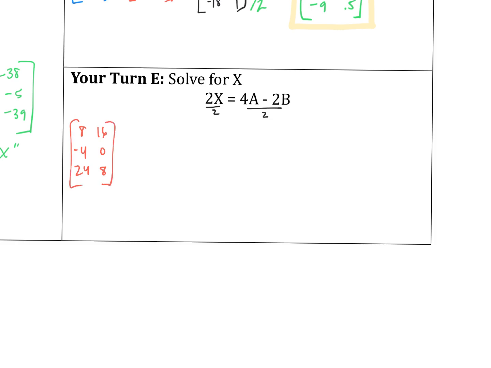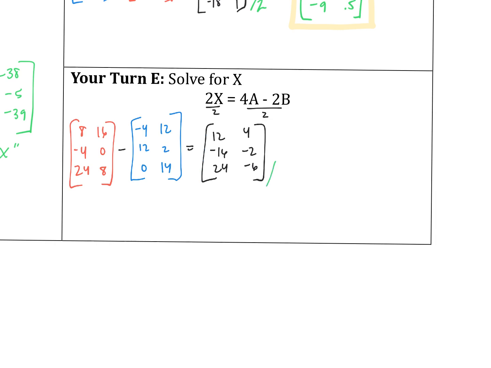And we're going to subtract away 2 times matrix B, which is negative 4, 12, 0, 12, 2, and 14. And the result I'm going to get from that is 12, negative 16, 24, 4, negative 2, negative 6. And I'm almost there except for that. Now I need to divide that entire matrix by 2 for an end result and answer of 6, negative 8, 12, 2, negative 1, negative 3.